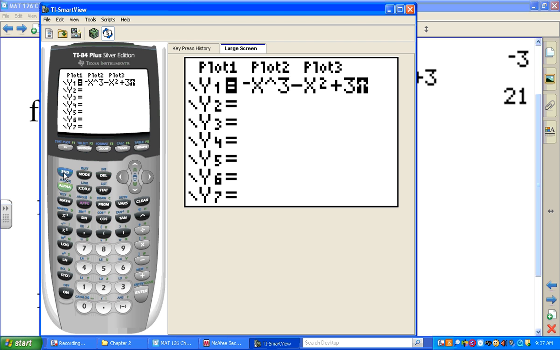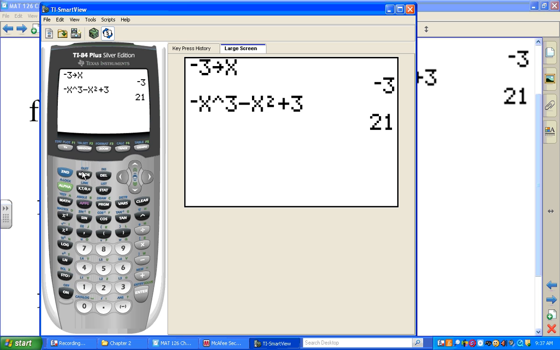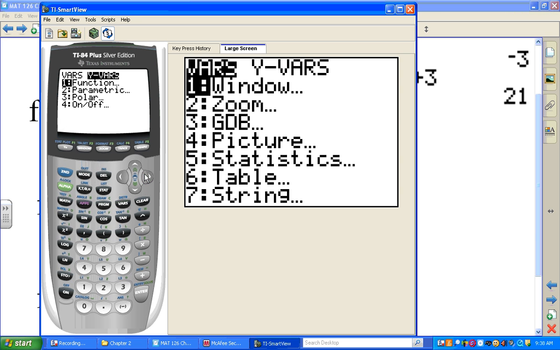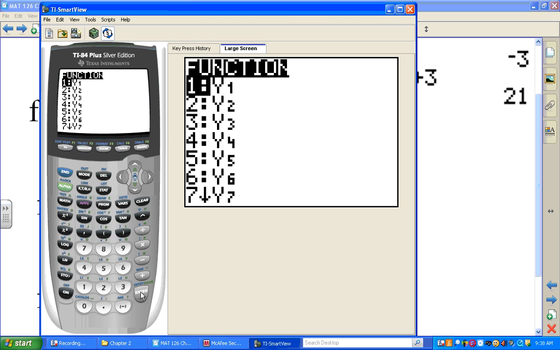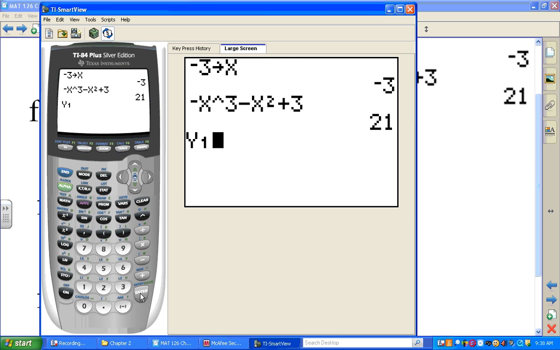This is really cool, really bizarre. I like this a lot. I'm going to go to vars. Those of you that don't remember things well, you might want to jot this down. Vars, y bars, function, y1. And watch this, parentheses, -3. It took -3, put it into the rule at y1 in another screen, and gave me the answer 21.